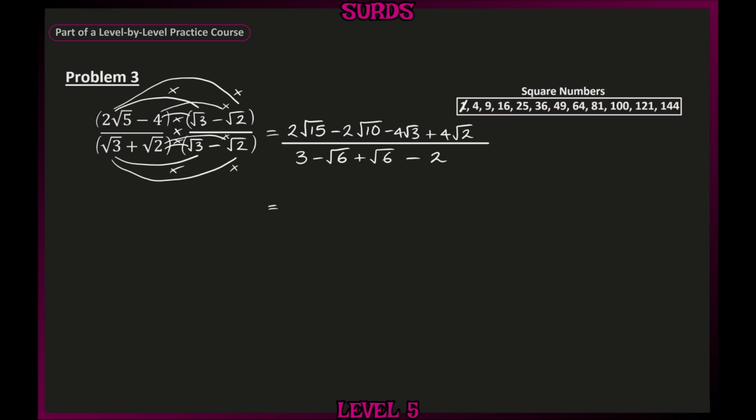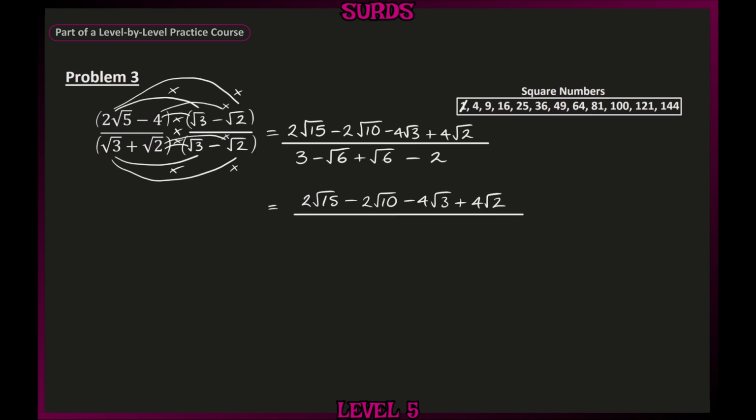Now on the numerator, none of the surd parts here are the same, and none of them can be simplified any further because we can't find two numbers where one of them is a square number that multiplies to make any of these. So our numerator is going to remain exactly as it was here. So 2 root 15 minus 2 root 10 minus 4 root 3 plus 4 root 2.